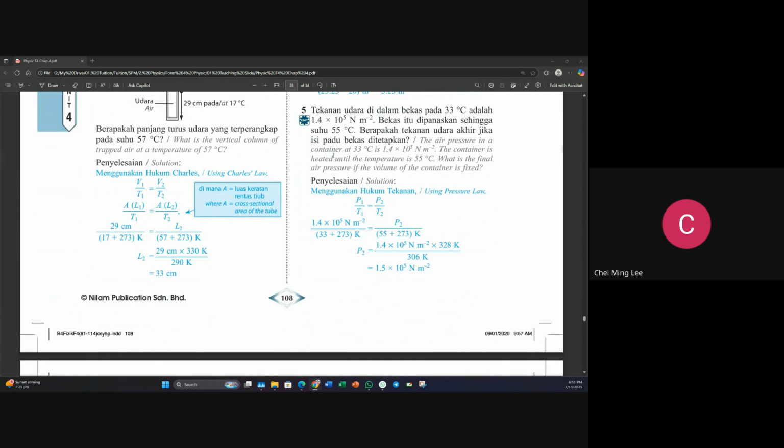The air pressure in a container at 33 degrees Celsius is 1.4 times 10 to the power of 5 Newton per meter square. The container is then heated until the temperature is 55. So we have temperature and air pressure, so we use P over T. What is the final air pressure? P1 over T1 equals P2 over T2. We substitute everything in and move this here. So you get P2 is 1.5 times 10 to the power of 5 Newton per meter square. Correct? Okay, very good.